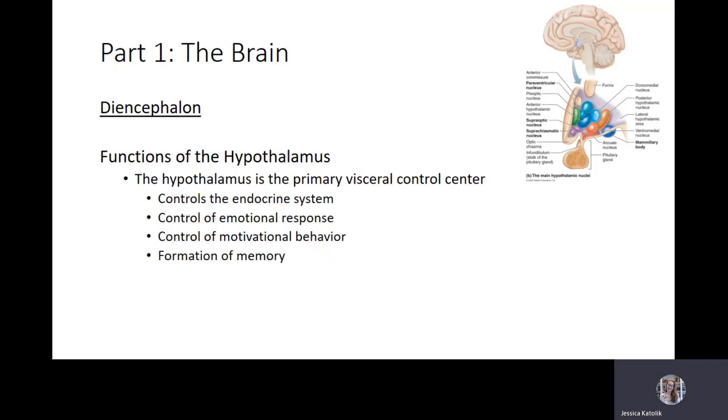It also controls other factors. It can control our endocrine system, our hormones of our body, help control our emotional responses and motivational behavior, and help with the formation of memory. The last three are due to the fact that the hypothalamus is part of the limbic system. It's a collection of organs that work together. And these are some of the functions of the limbic system: the emotional response, motivational behavior, and memory.